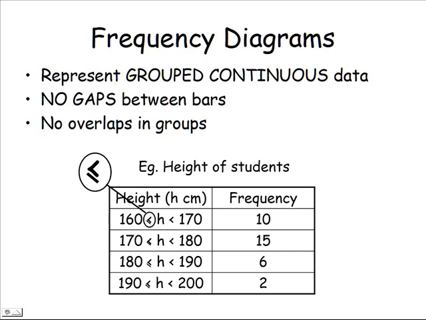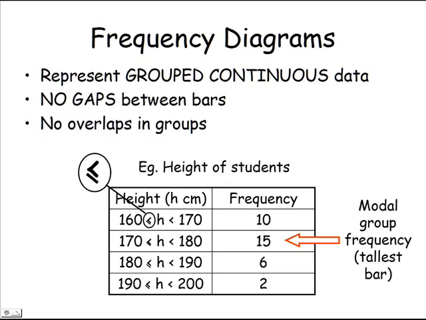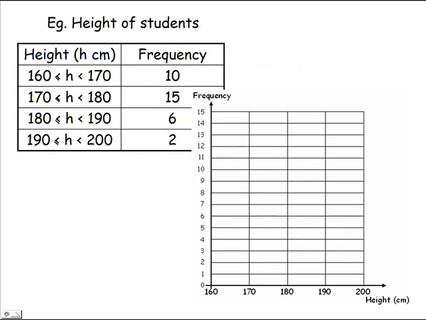Notice how each group's boundaries are defined. Here, 160 centimetres is less than or equal to the height, which is less than 170 centimetres. So if you were exactly 160 centimetres, you'd count as being in this group, but if you were exactly 170 centimetres, you'd count towards the next group. Another term you need to learn is modal group. It just means the group with the greatest frequency, that is, the group with the most people or items in it. Let's plot that on a frequency diagram then.